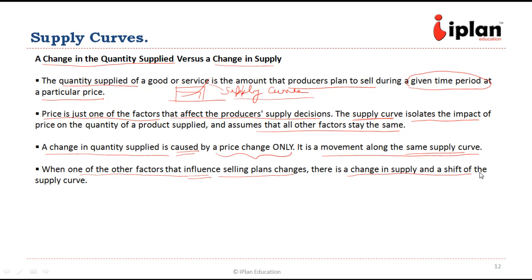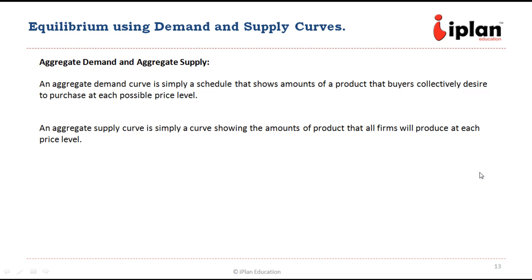Now let us move to the next concept. We are talking about aggregate demand and aggregate supply. So the aggregate demand curve is simply a schedule that is the net sum of all the amounts of product that all the buyers collectively desire to purchase at one particular price. Similarly, the aggregate supply curve is the aggregate of all the supply curves for all the producers. It is the total amount of product that all firms will produce at a given price level. So by aggregate demand and aggregate supply, we understand overall demand and supply in the market.